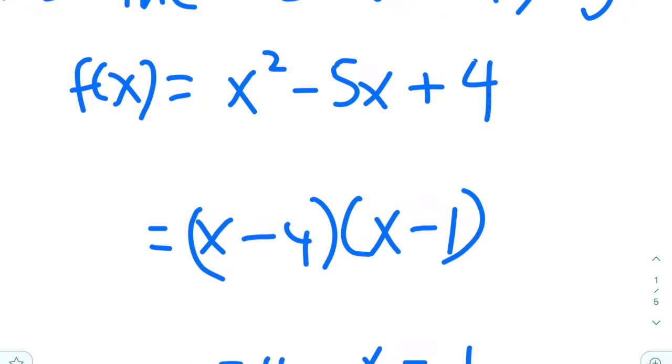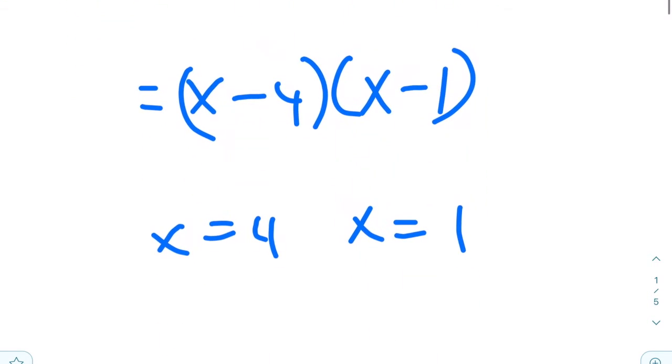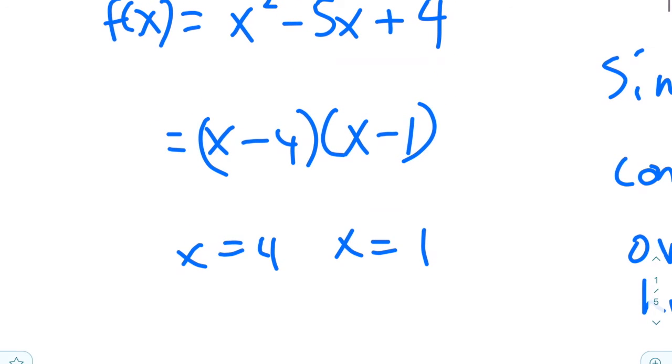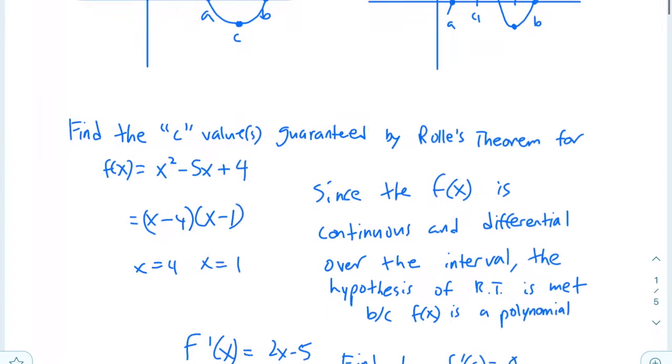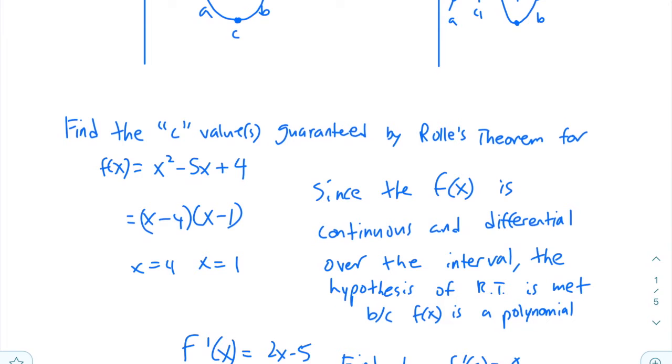X squared minus 5x plus 4 can be factored into x minus 4 times x minus 1. So in this case, we get values of x as 4 and 1. Those points are going to be the x-intercepts of f of x. So now we know what the interval is. We know it's 1 to 4. So now we have to find the c value.